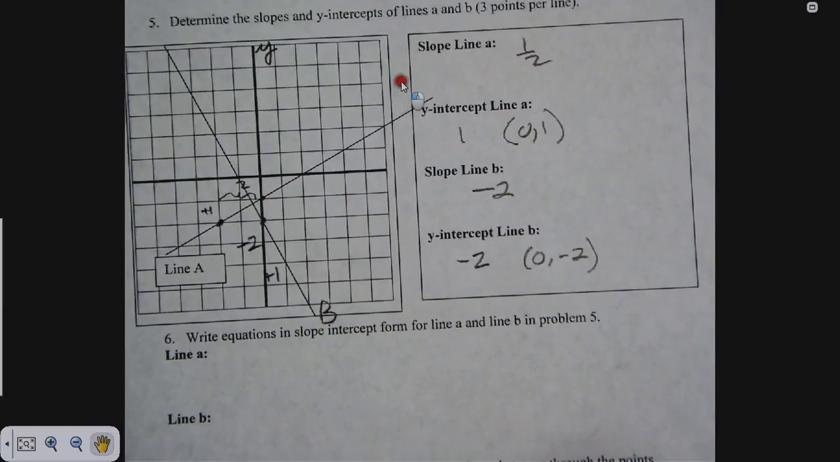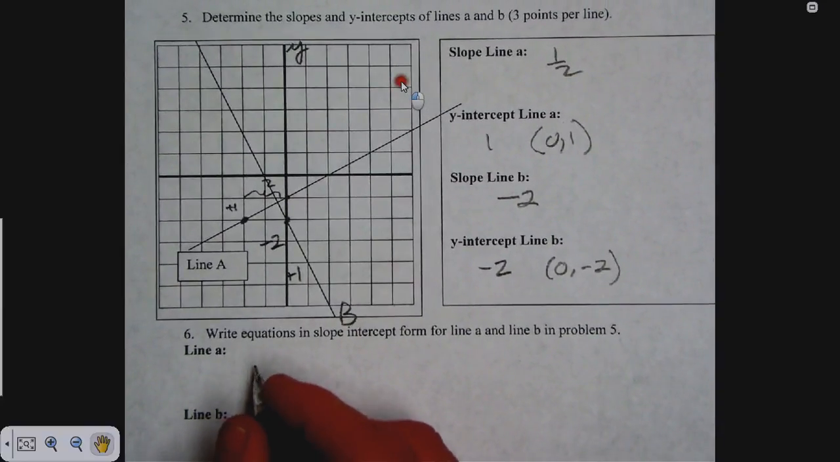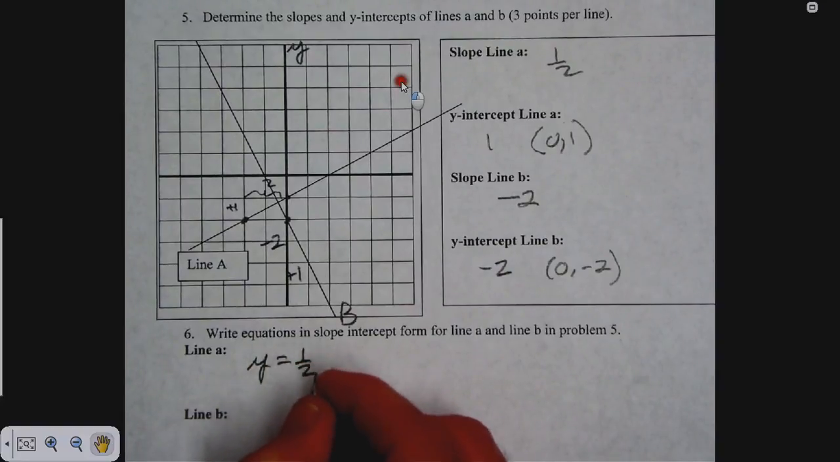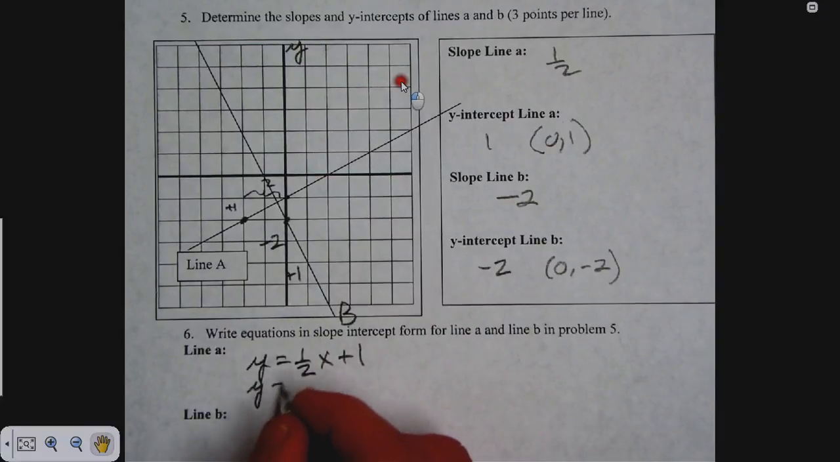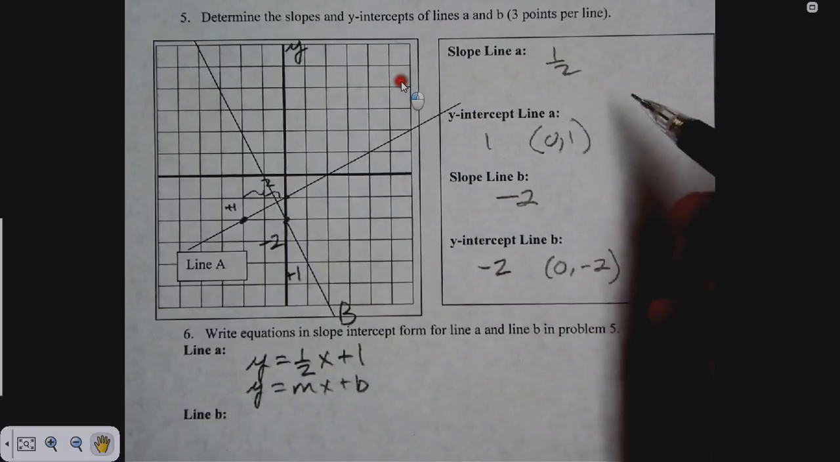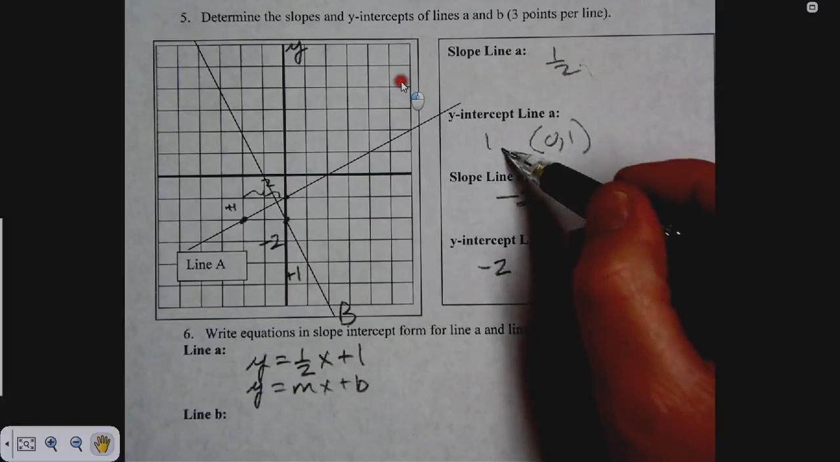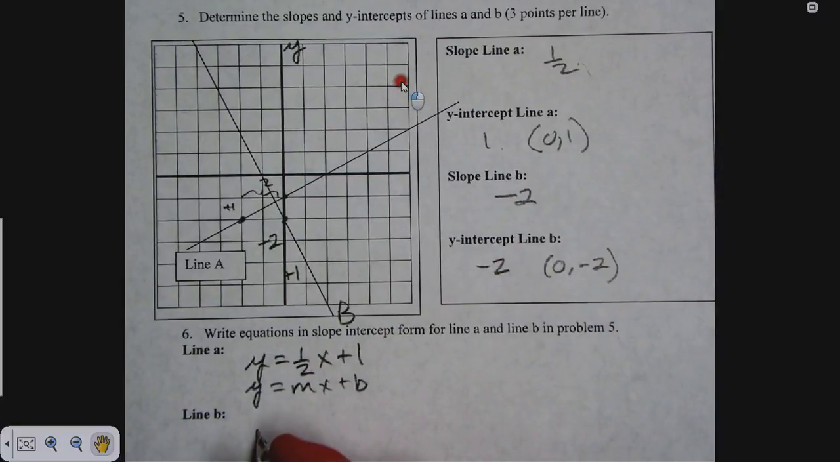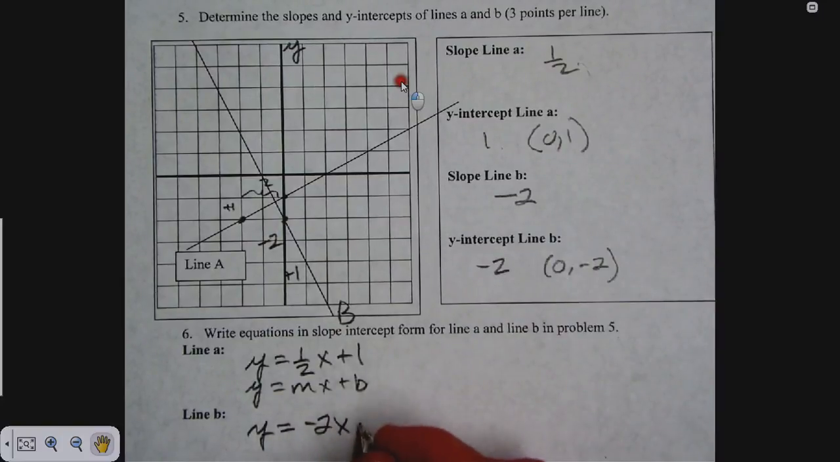Write the equation in slope-intercept form for these two lines. I have this one. I get y equals 1/2 x plus 1. It's in the form y equals mx plus b. And I was told up above here the slope is 1/2 and the y-intercept is 1. And so same thing for the next one. It's y equals negative 2 for the slope, x minus 2.